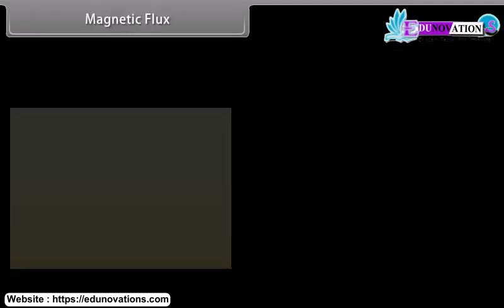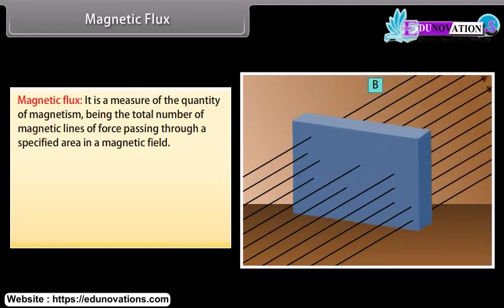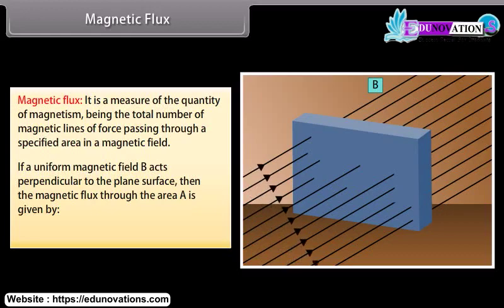Magnetic flux. It is a measure of the quantity of magnetism, being the total number of magnetic lines of force passing through a specified area in a magnetic field. If a uniform magnetic field B acts perpendicular to the plane surface, then the magnetic flux through the area A is given by the product of B and A.